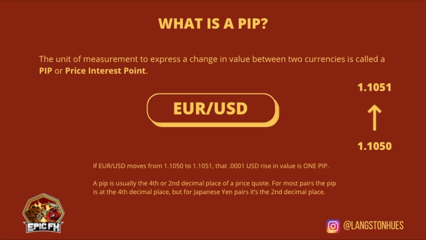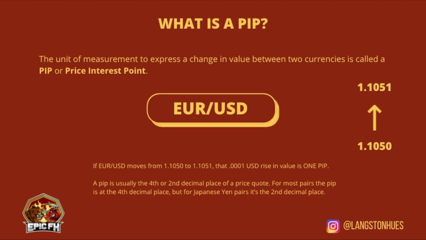Well, we see that the spread is the difference between the bid and the ask. But I know you're asking yourself, yeah, it's the difference between the bid and the ask in pips. So what is a pip? The unit of measurement to express a change in value between two currency pairs is called a pip, or price interest point. If Euro USD moves from 1.1050 to 1.1051, that 0.0001 USD rise in value is 1 pip.